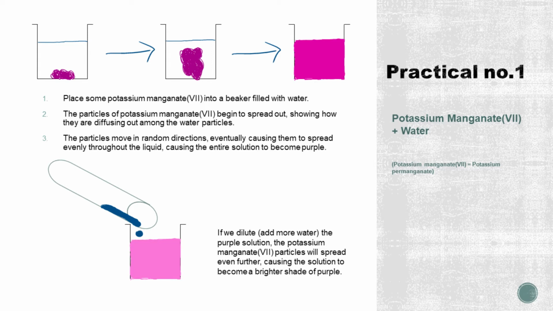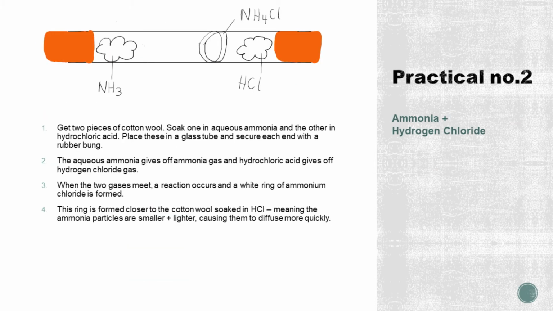It's important to remember that all particles move in a random motion, which causes them to spread evenly throughout the beaker, causing the entire solution to become a slightly brighter shade of purple. If we were to add more water to this solution, the potassium permanganate particles would spread out even further, shown by the solution becoming an even less concentrated shade of purple. This process is called dilution, and I always like to remember that by thinking of how we dilute our squash before we drink it.